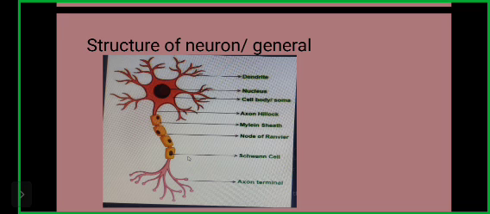Then we have the what? Axon. Then these guys are known as what? Myelin sheath. Then there can be nodes of what? Nodes of Ranvier. And then at the end of the day, we can have a terminal, axon terminal or terminal buttons.